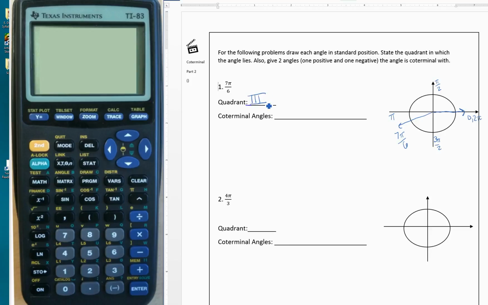Okay, now for coterminal angles, we need to add or subtract 2 pi. So if we take 7 pi over 6 and add 2 pi, to add things with fractions we need a common denominator. So this is like 2 pi over 1, and we need to multiply by 6 over 6. So we'd have 7 pi over 6 plus 12 pi over 6. We would see that one of our coterminal angles is 19 pi over 6.